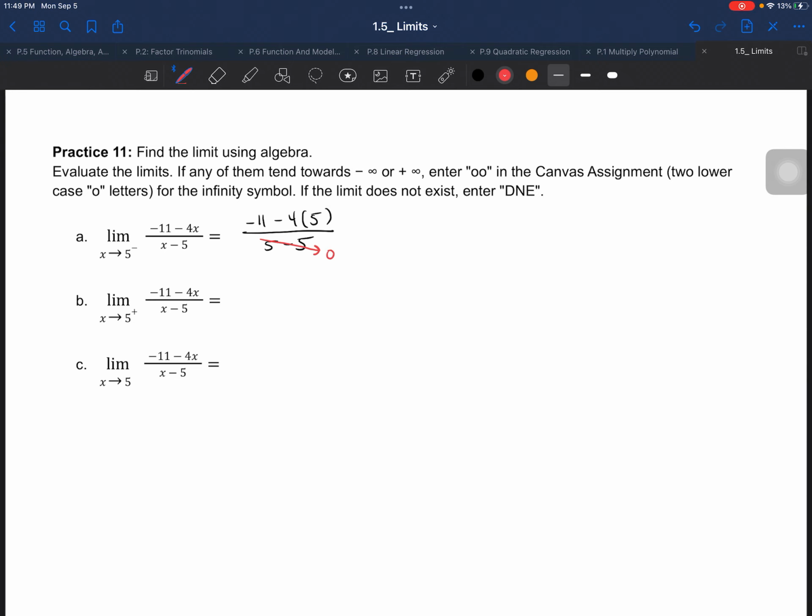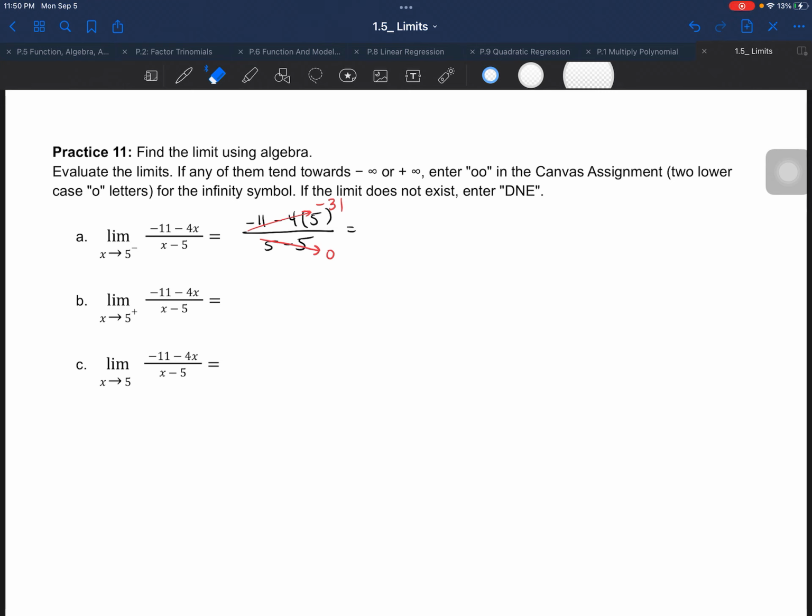The top one is going towards -11 minus 4 times 5, that's -20, so -31. So this is going to -31. What we are seeing here is a constant in the numerator and a 0 in the bottom. When you have a 0 in the denominator, we have to decide whether this is going towards positive infinity or negative infinity.